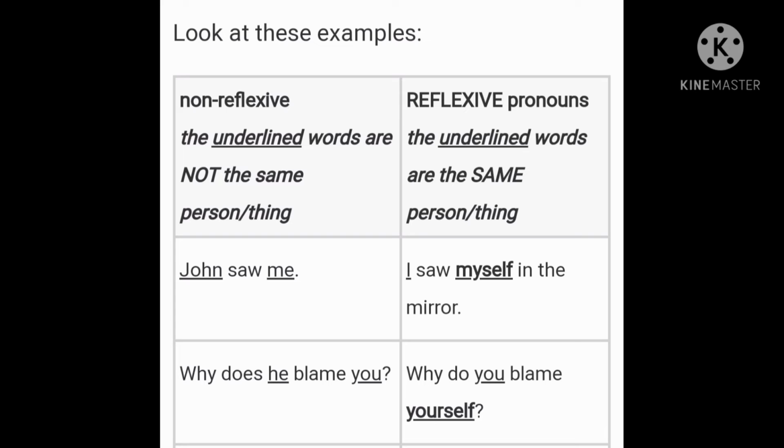Clear your concept with the next sentence. In the first one, why does he blame you? Here, he and you are two different people. But in the next sentence, why do you blame yourself? In this case, you and yourself are the same person. You blame whom? You blame yourself. So the verb is giving the reply to the question whom, and the answer or the object is a pronoun with self attached to it. Hence, it becomes a reflexive pronoun.